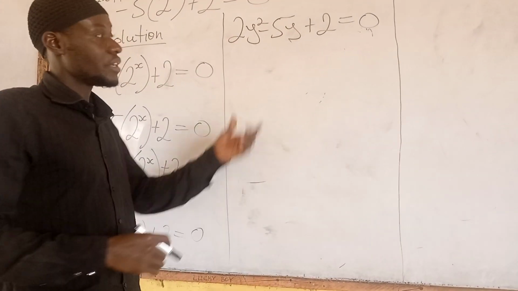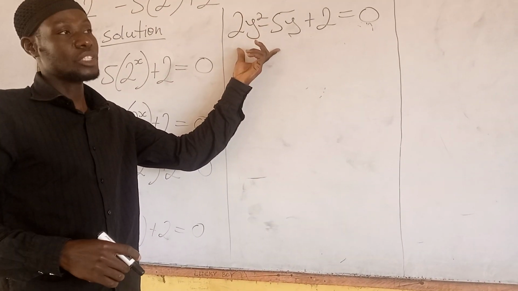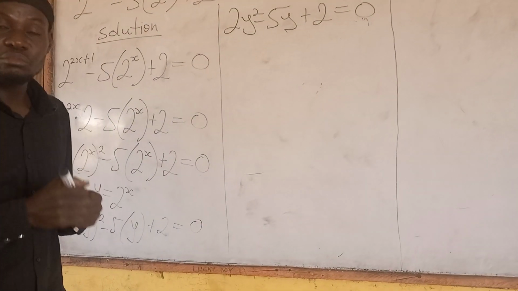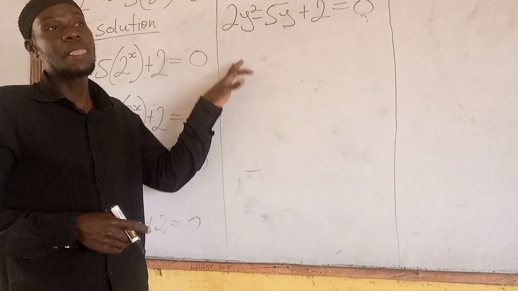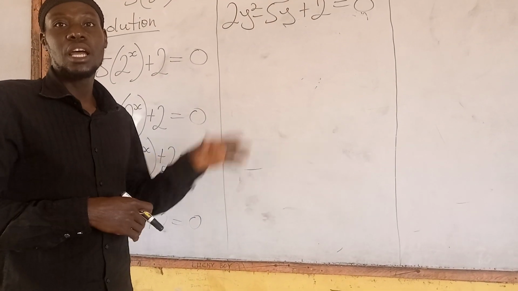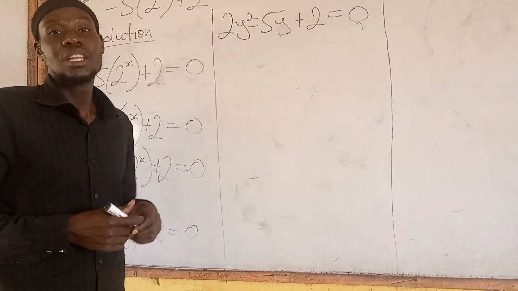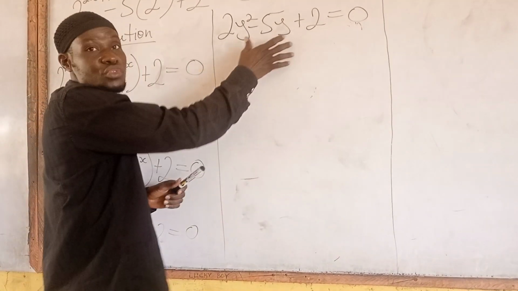So here you have a quadratic in y. So solve for y. Here you can use the factorization method, completing the square, or the general quadratic formula. But here use the one that will be easy for you. So let's use the factorization method.